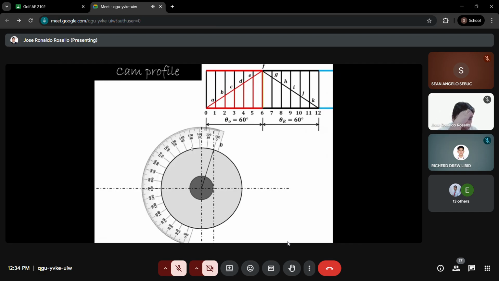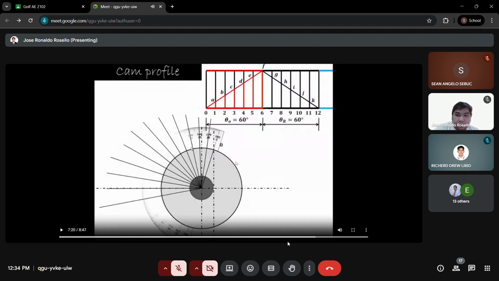So we'll divide this, as you can see, first 60 degree for the outstroke and remaining for the return stroke. Nakita dito, doon na siya nagsimula sa 0 degrees. Ang 0 degrees na niya ay ito. Hindi yung nasa reference line na bago. Now we'll mark this particular point.